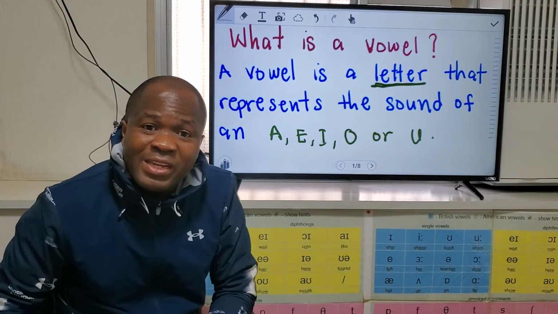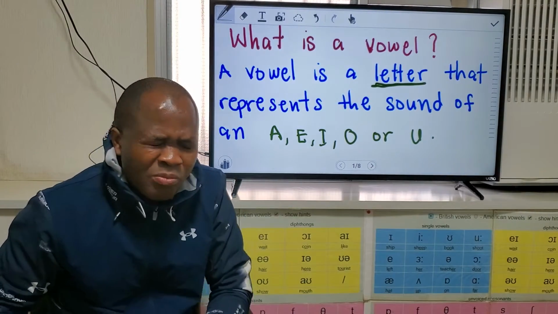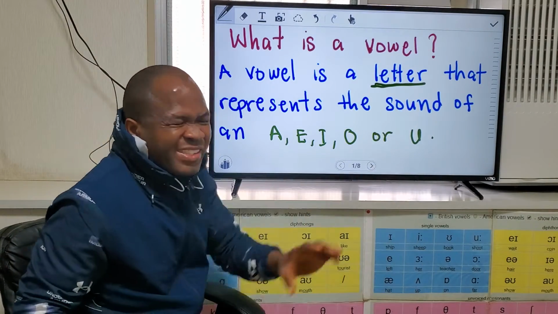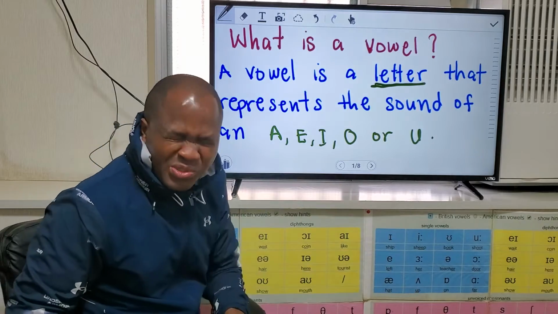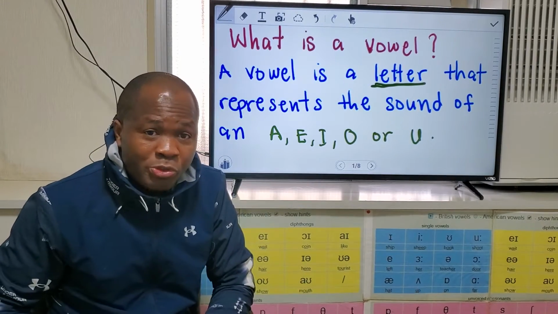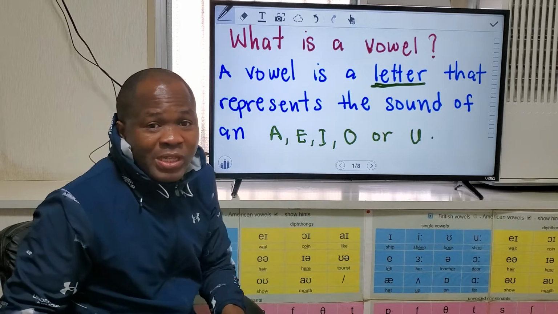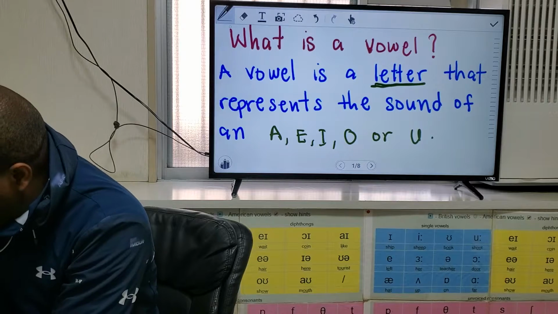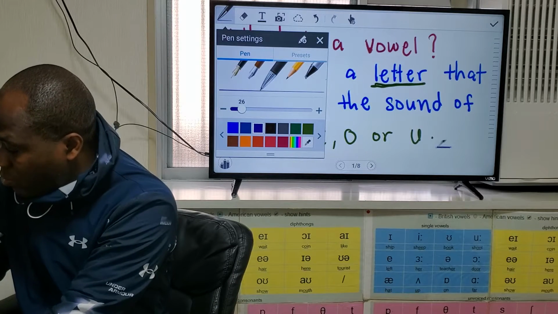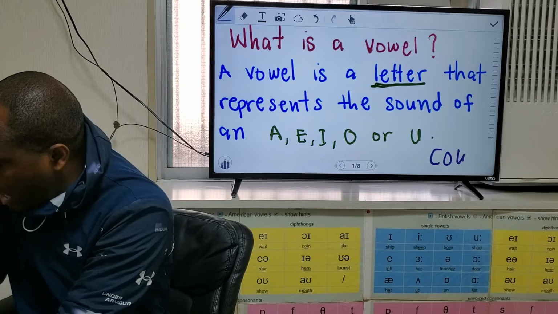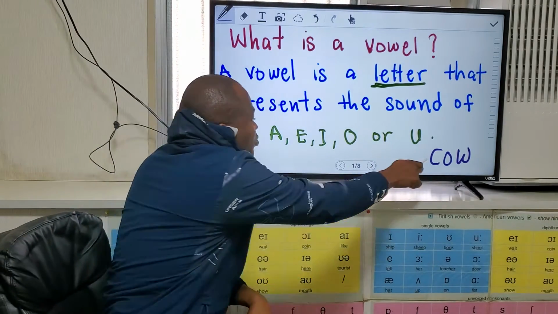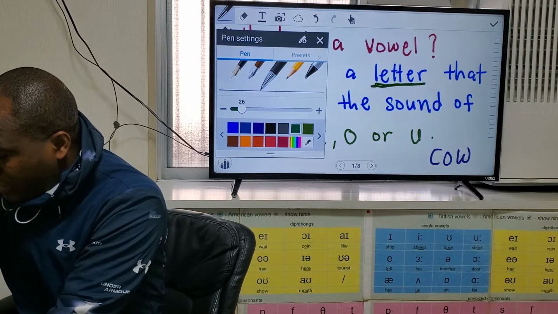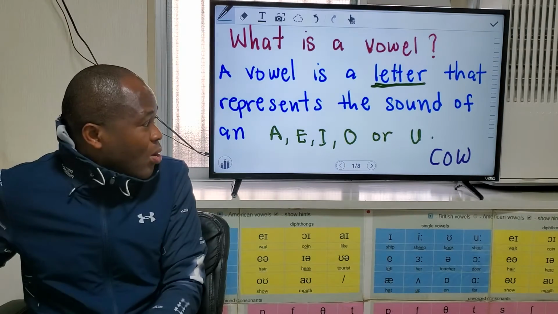The reason why I'm saying this is sometimes there are some letters in English, like the letter Y, that can sometimes make these sounds. Not only Y, W can also make the vowel sound. For example, let me write it first so you can understand what I'm talking about. If you look at the word cow, and I write the IPA on top of it, you get to understand what I'm trying to bring across.